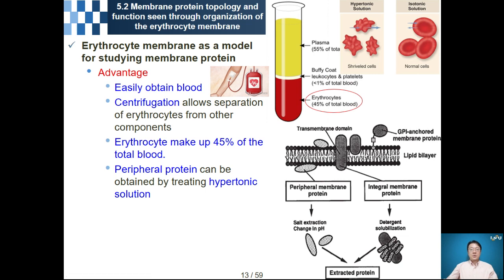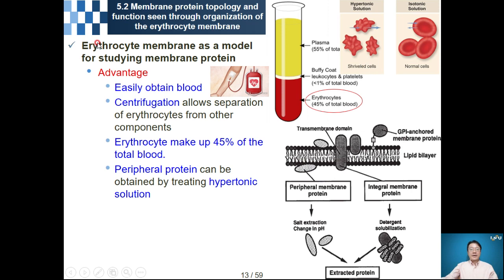And also, this is the peripheral protein, and this is the integral protein. Peripheral protein can be obtained by treating with hypertonic solutions. After we treat with hypertonic solutions, the cell shrinks, and we can easily extract the peripheral proteins. This is the advantage.